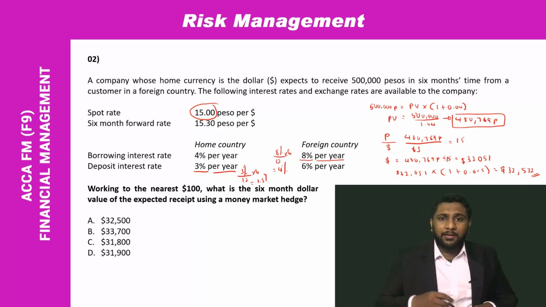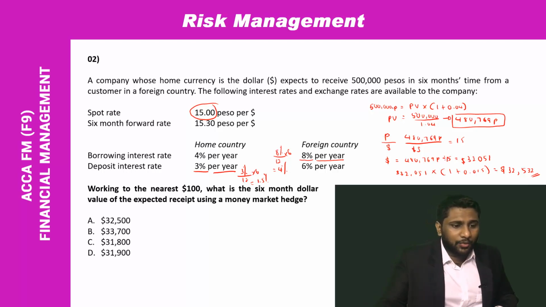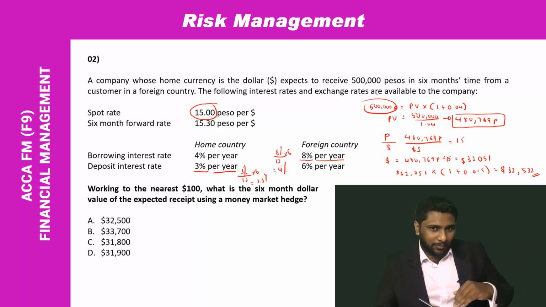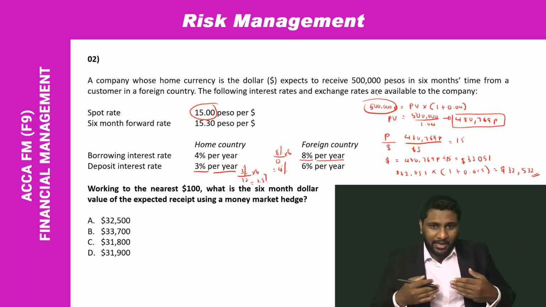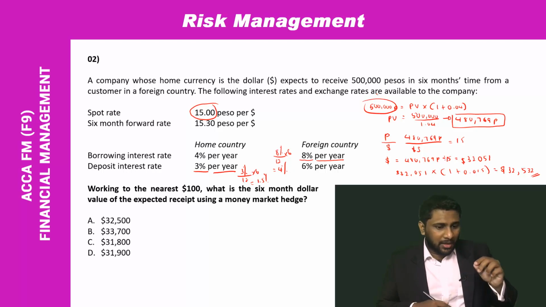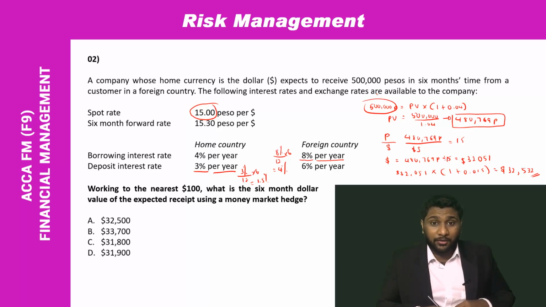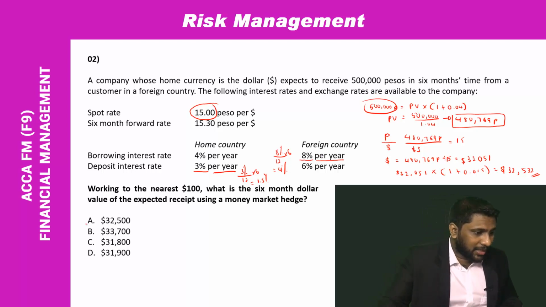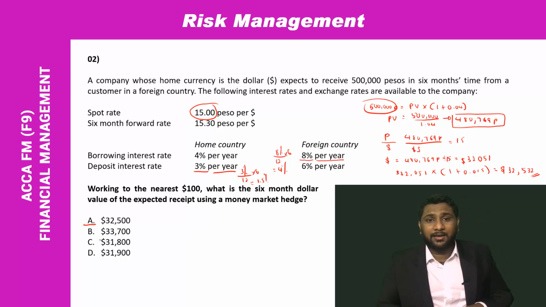So what will happen with the amount you are getting from your customer? From your customer after 6 months, you will get 500,000 pesos. Using that 500,000 pesos, you will settle this bank loan. So the bank loan will be settled and you are getting your cash receipt after 6 months. How many dollars? $32,532. They are asking for the answer to the nearest $100, so your answer should be A, 32,500.